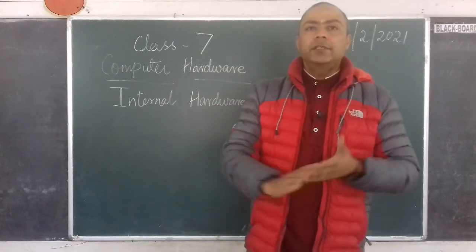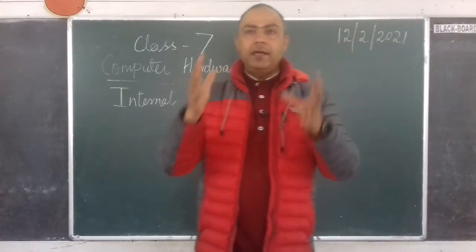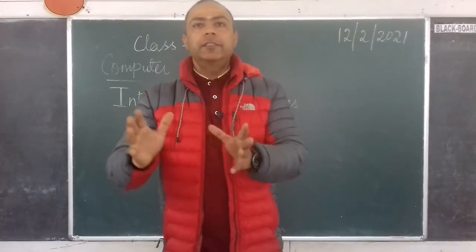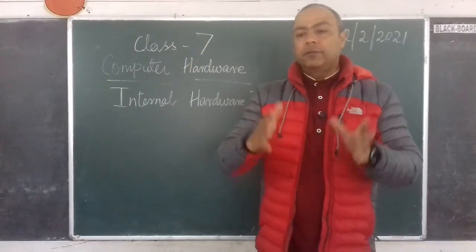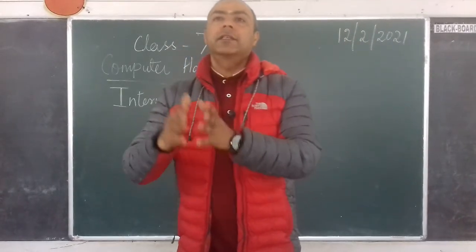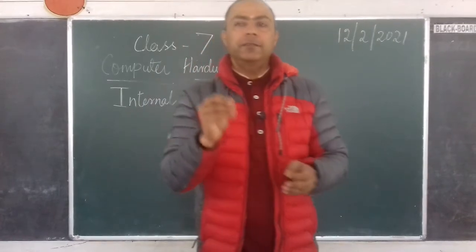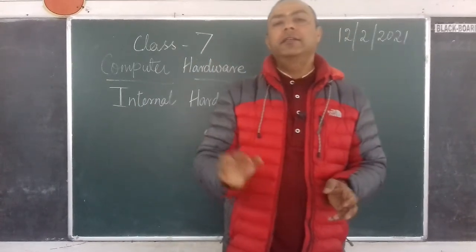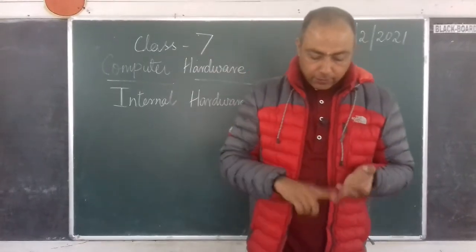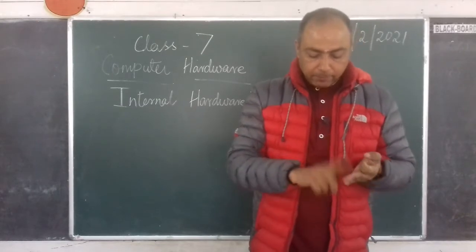So the CPU is the computer. The CPU is the main part of the computer. When we say computer, it means CPU. Without the CPU it's very difficult because everything is housed inside the CPU. The execution takes place with the help of the CPU, and it is divided into three parts: control unit, arithmetic unit, and memory unit.